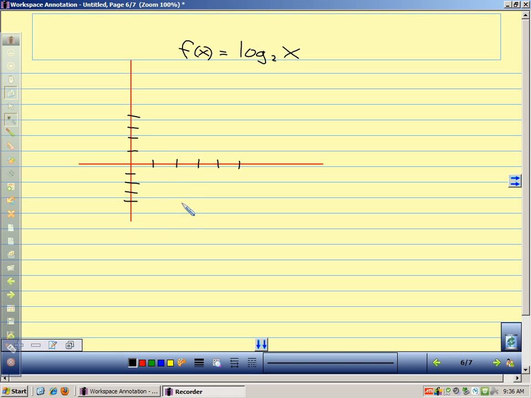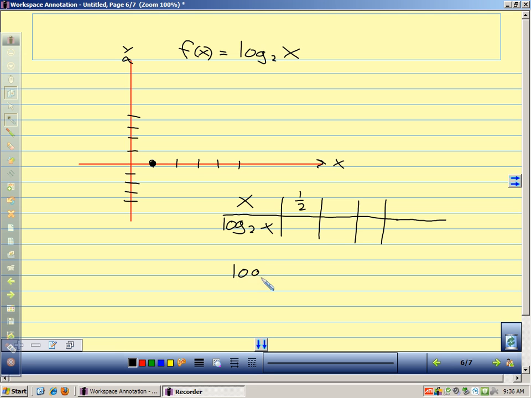We know that our x-intercept is (1, 0), so we have a point here at 1 on the x-axis. I'm going to make a table, so here's x and here's log base 2 of x. We'll plot a few points to get an idea of what this looks like. We know that the y-axis is a vertical asymptote. So if we graph x equals 1/2, this is telling us the log to the base 2 of 1/2.